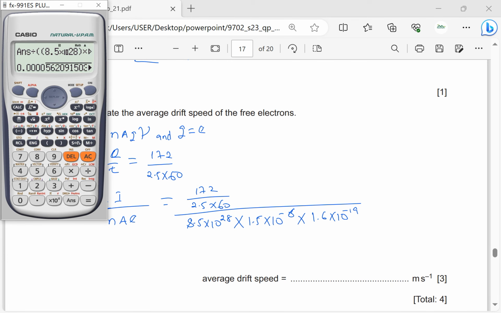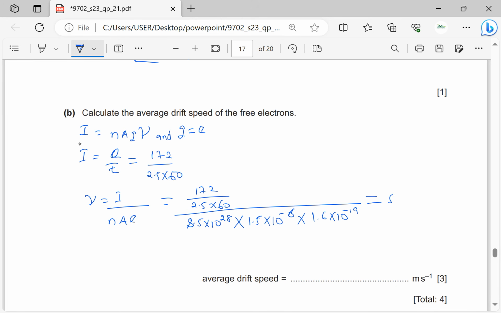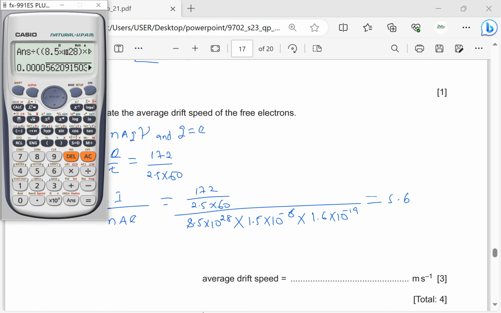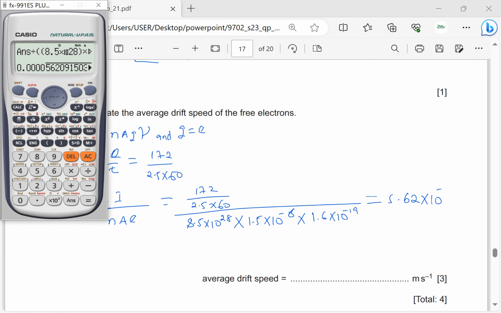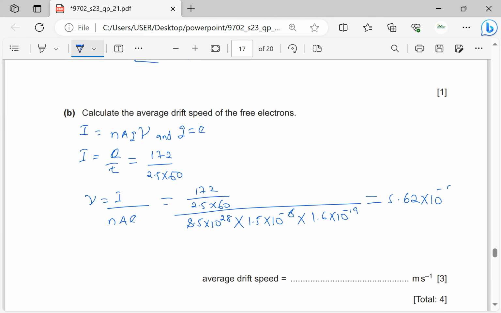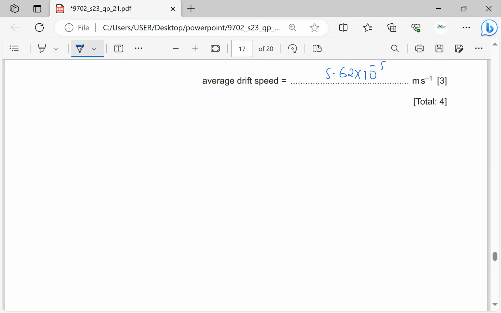Then press my calculator. I'm getting 5.62 times 10 power minus 5. So this is 5.62 times 10 power minus 5. Okay.